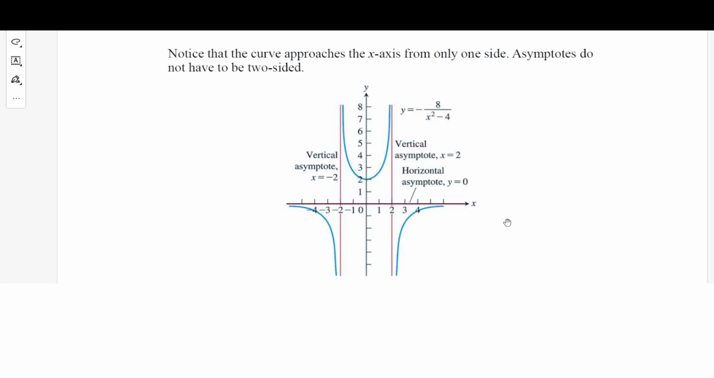There is another example here. x equal to 2 and x equal to negative 2 are two vertical asymptotes because when x approaches positive 2 or negative 2, the graph approaches positive infinity. And y equal to 0 is a horizontal asymptote because when x approaches positive infinity, the graph approaches 0, and when x approaches negative infinity, the graph approaches 0.